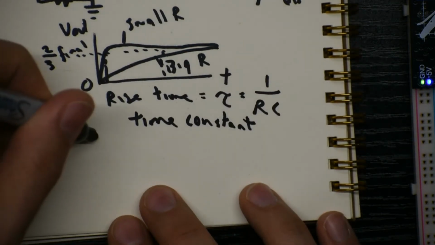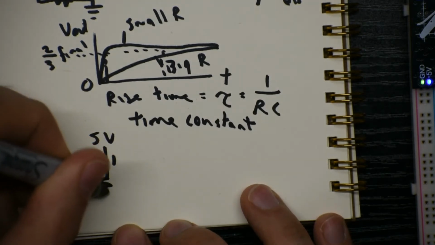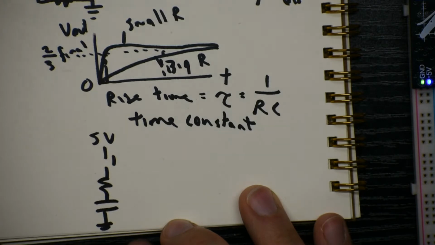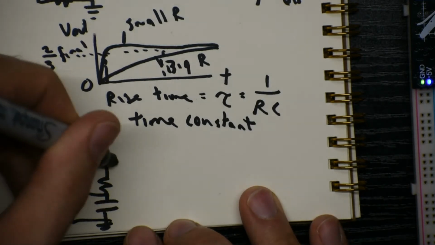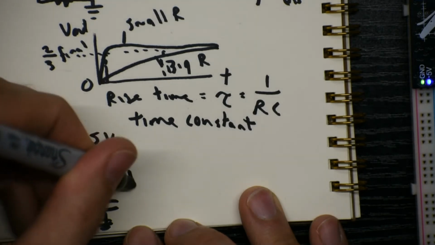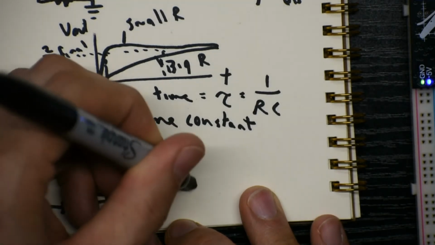We'll do 5 volts, we'll go to our button, we'll go to our resistor, to our capacitor, to ground. We'll put a button across the capacitor, and I'm going to use a 1K and a 1 microfarad. And we're going to look at that point, V out.